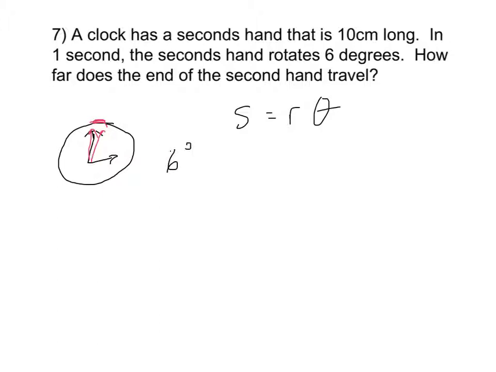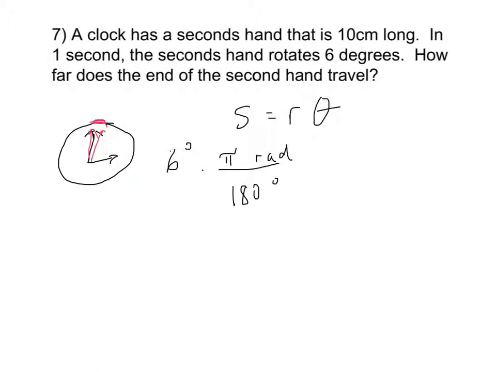So the first thing that we have to do is we need to convert 6 degrees into radians. So we'll use the same process that we've used with previous problems. If degrees is on the top, we need to put degrees on the bottom, and we want to change into radians. And we can use the fact that there are 180 degrees and pi radians are equivalent.